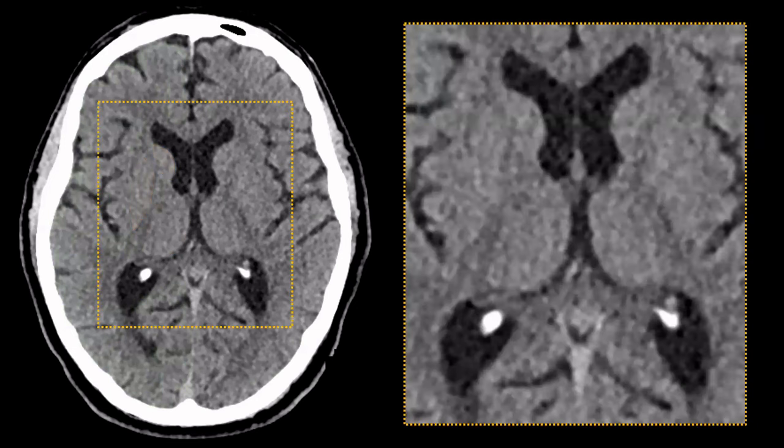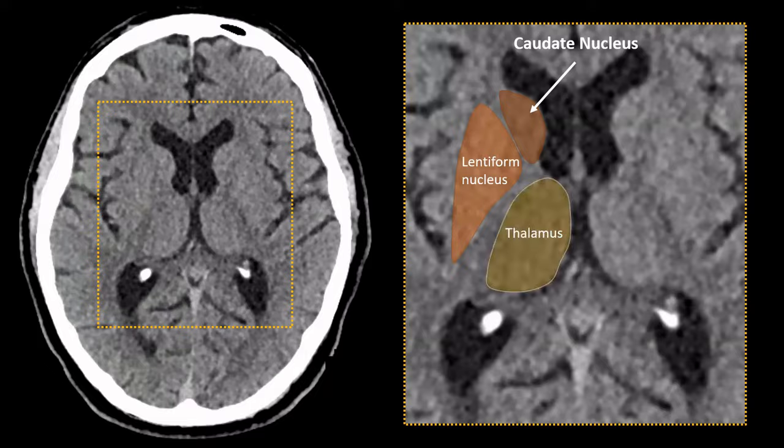Let's magnify this image a bit. They are located in the region of the lateral and third ventricles, and we can recognize three structures. This is the head of the caudate nucleus. This lens-shaped structure is the lentiform nucleus, consisting of two nuclei, the putamen and globus pallidus, but we are not able to distinguish them on a CT of the brain, and this is the thalamus.